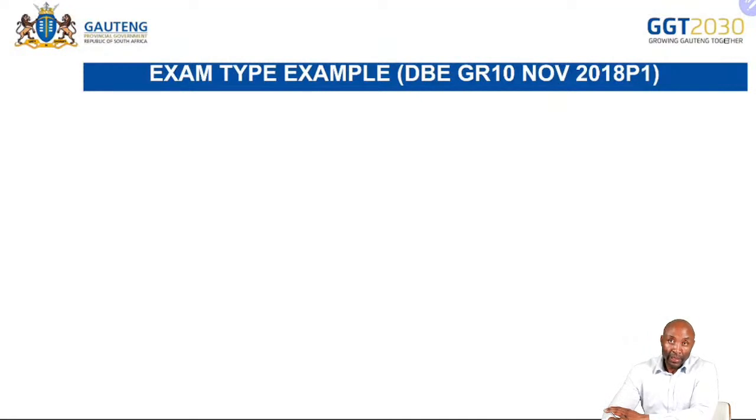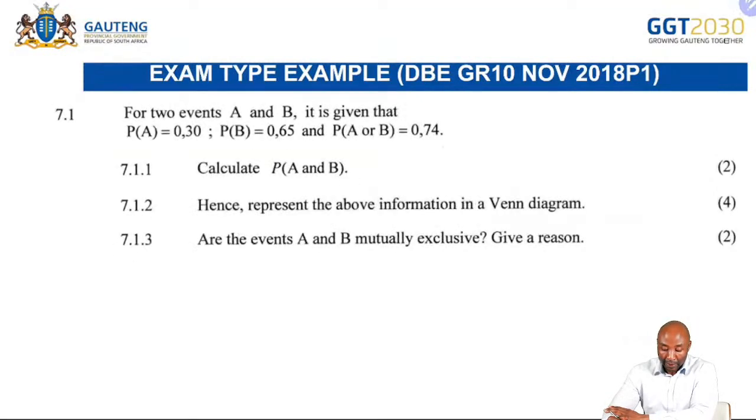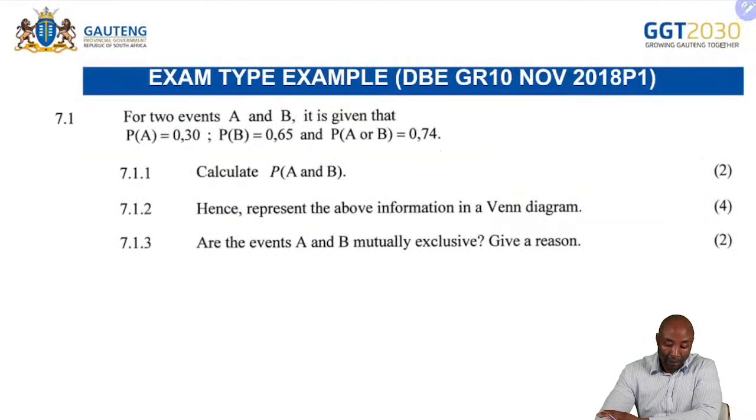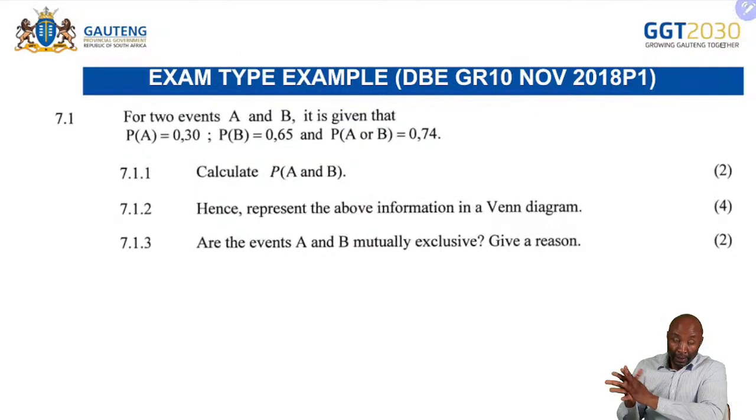Sometimes you will be given a Venn diagram with information already given, or we will be given a question where you are supposed to fill in the information into our Venn diagram. Now, we've done something similar to this, but I would want us to quickly answer that question 7. I will give you 6 minutes to answer that question 7.1. 6 minutes.